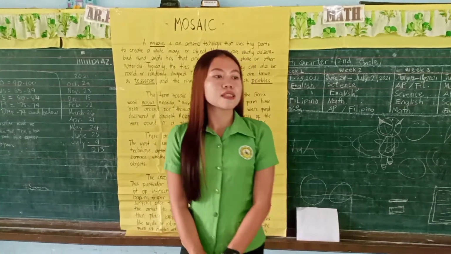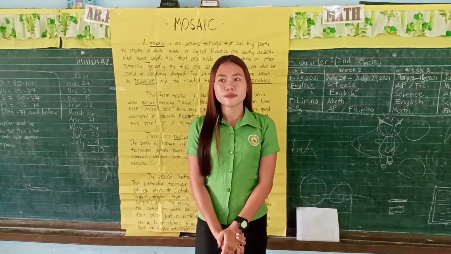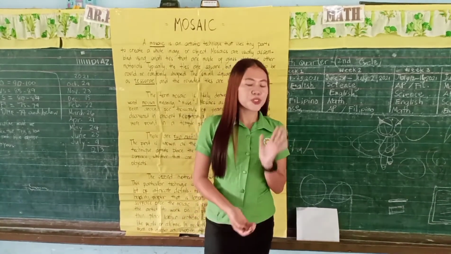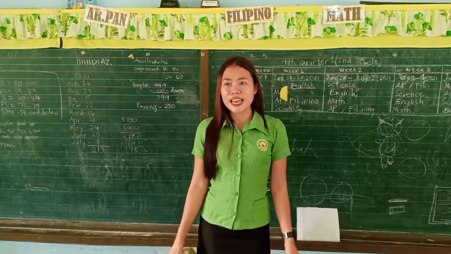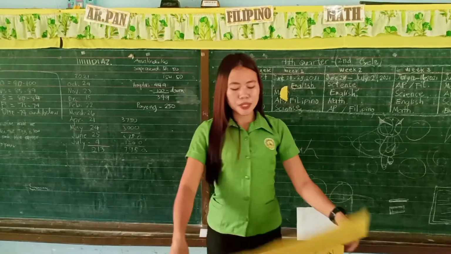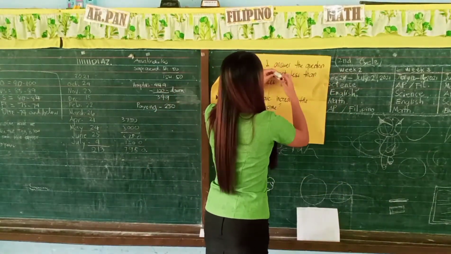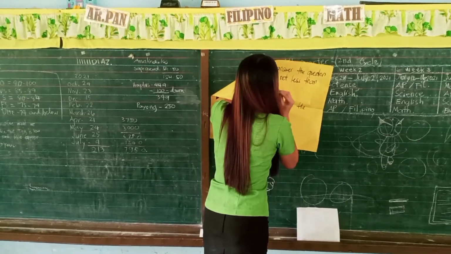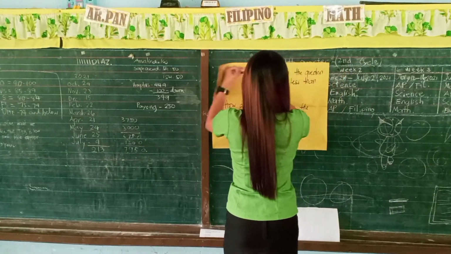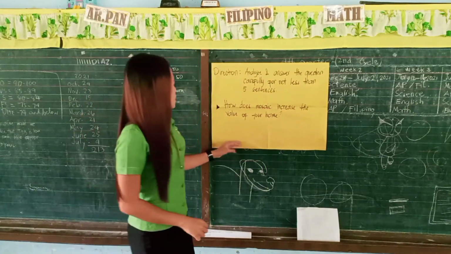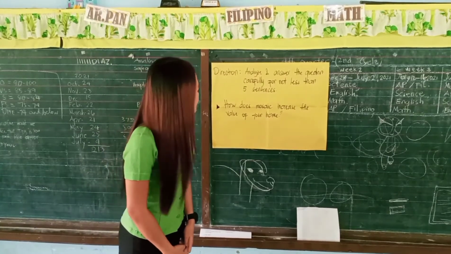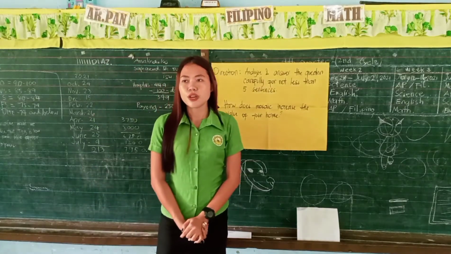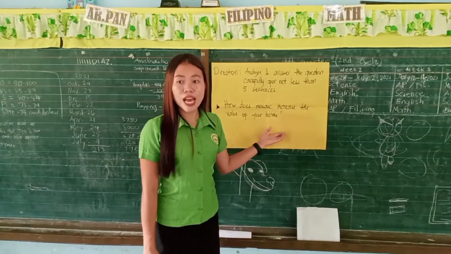Okay, very good. So, now, do you have any questions? Clarification? Okay, very good. So, did you understand our lesson for today? Okay, good to hear that. And now that you understand our lesson, get your paper and pencil and answer this question. This is a very simple question. Here is the direction. Analyze and answer the question carefully in not less than 5 sentences. So the question is, how does mosaic increase the value of a home? This answer is individual and this is your own understanding, okay?